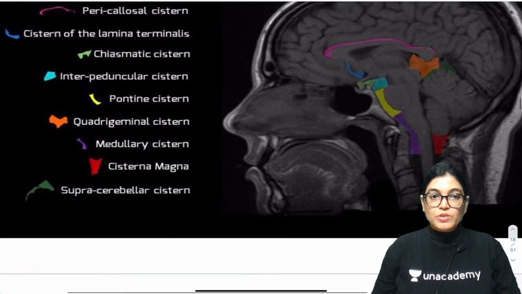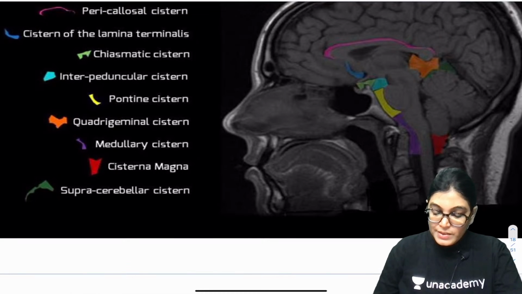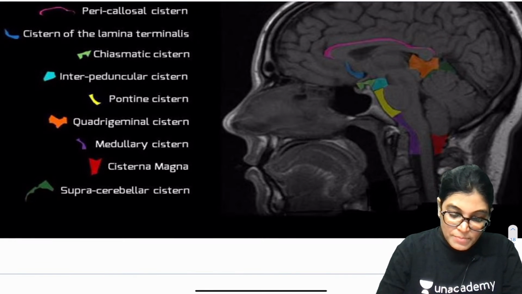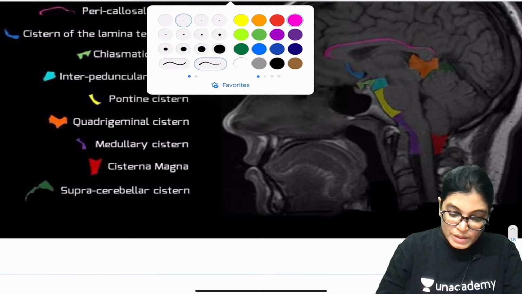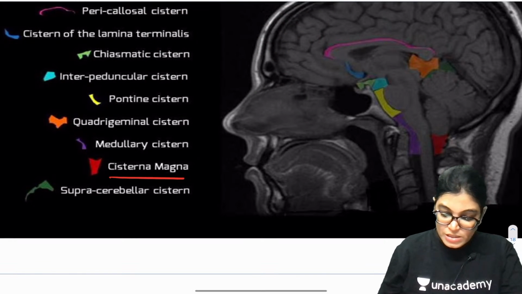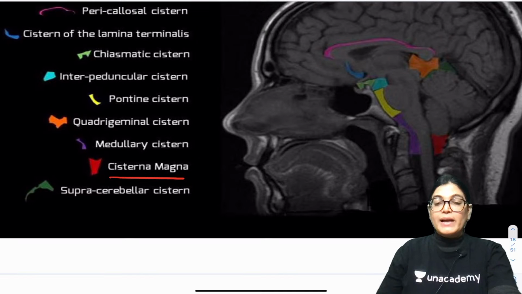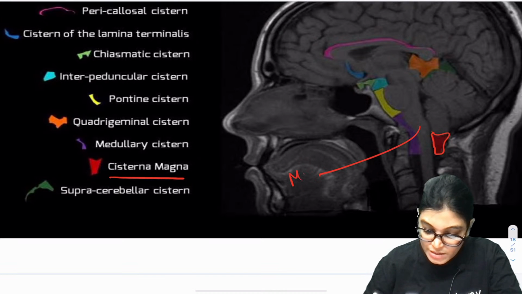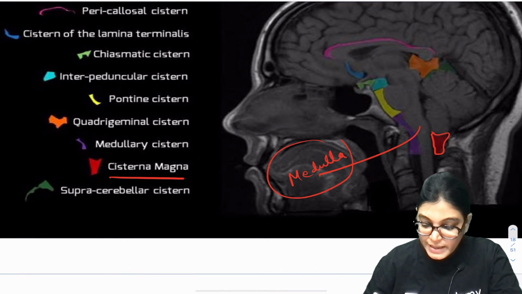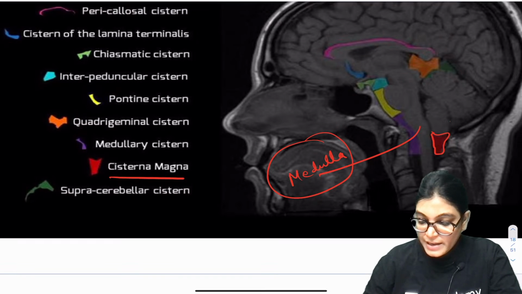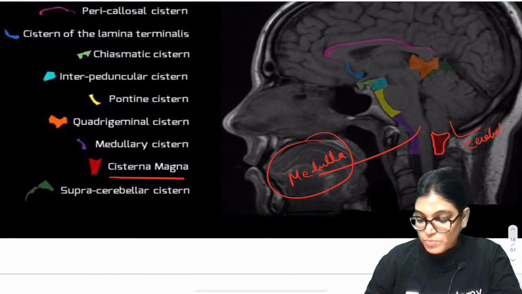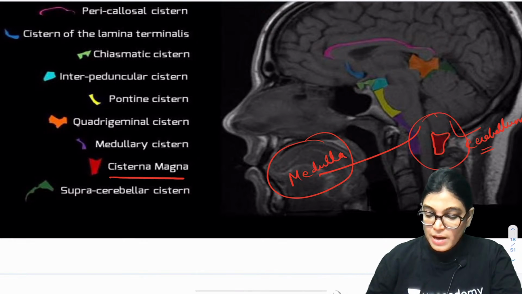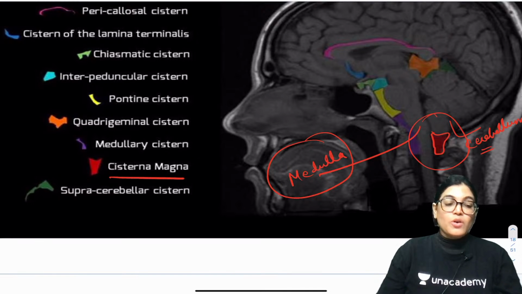In this diagram you can clearly see that Cisterna Magna has been shown in red color. This is Cisterna Magna, and as I told you, Cisterna Magna lies on the dorsal aspect of the medulla. This is exactly the location of Cisterna Magna, and this structure is the medulla. It is located on the dorsal aspect of the medulla and in between the cerebellum lying on the posterior aspect.